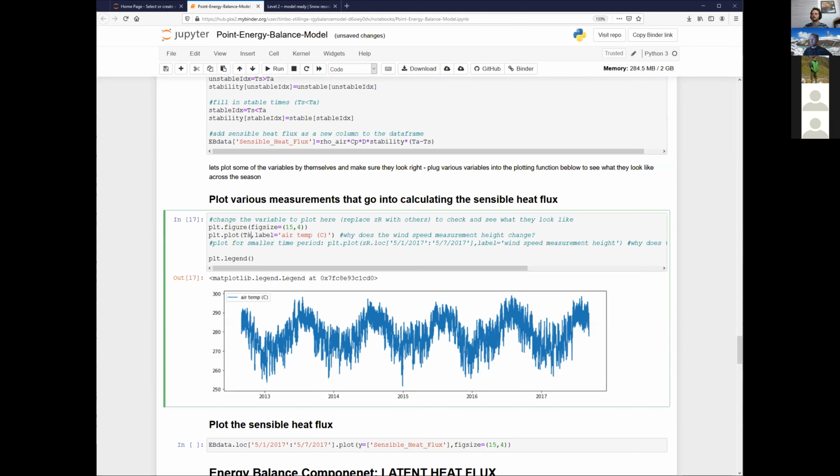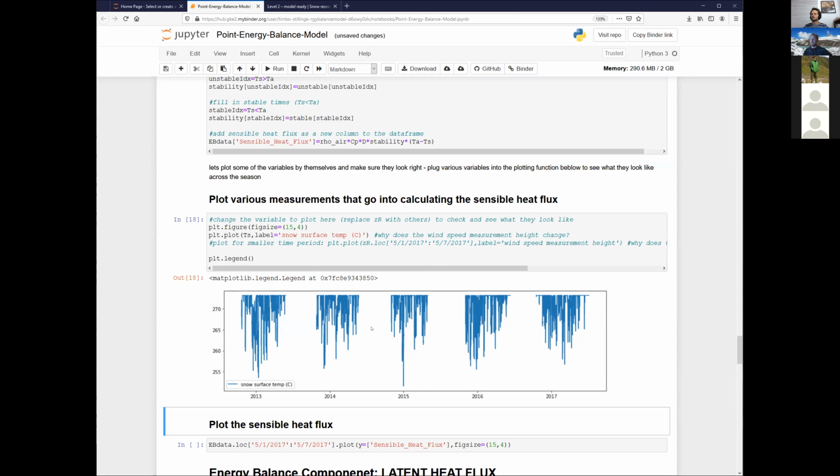TS. So here's our snow surface temperature measurements. And here we can really see in the wintertime, 0, this is all Kelvin on the y-axis, so 0 degrees C is right about here. We can see that some of our minimum snow surface temperatures can be up to 20 degrees colder, 20 degrees below freezing, which is pretty amazing.